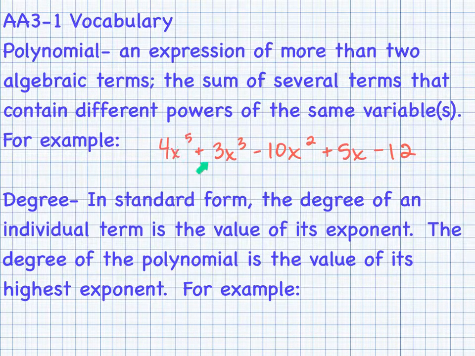So we have x to the 5th, x to the 3rd, x to the 2nd, x to the 1st, and x to the 0 if we have nothing there. And the sum means that we are adding all these different terms. When we subtract, that's the same as adding a negative number. So the sum of all these different terms.